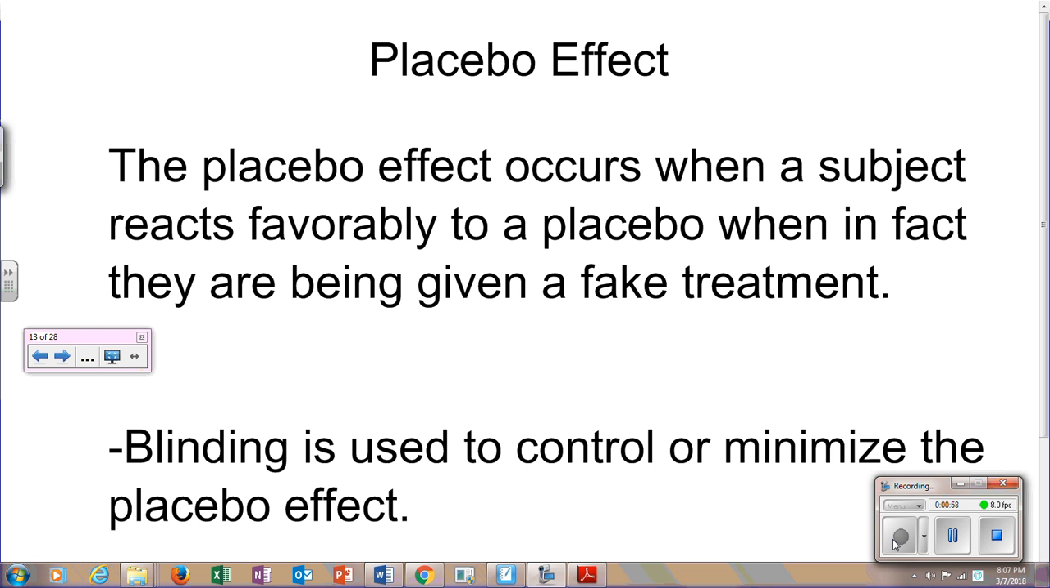Blinding is used to control or minimize the placebo effect. Remember, blinding is whenever the researchers don't want you to know whether you are getting the drug or whether you are actually getting a placebo.